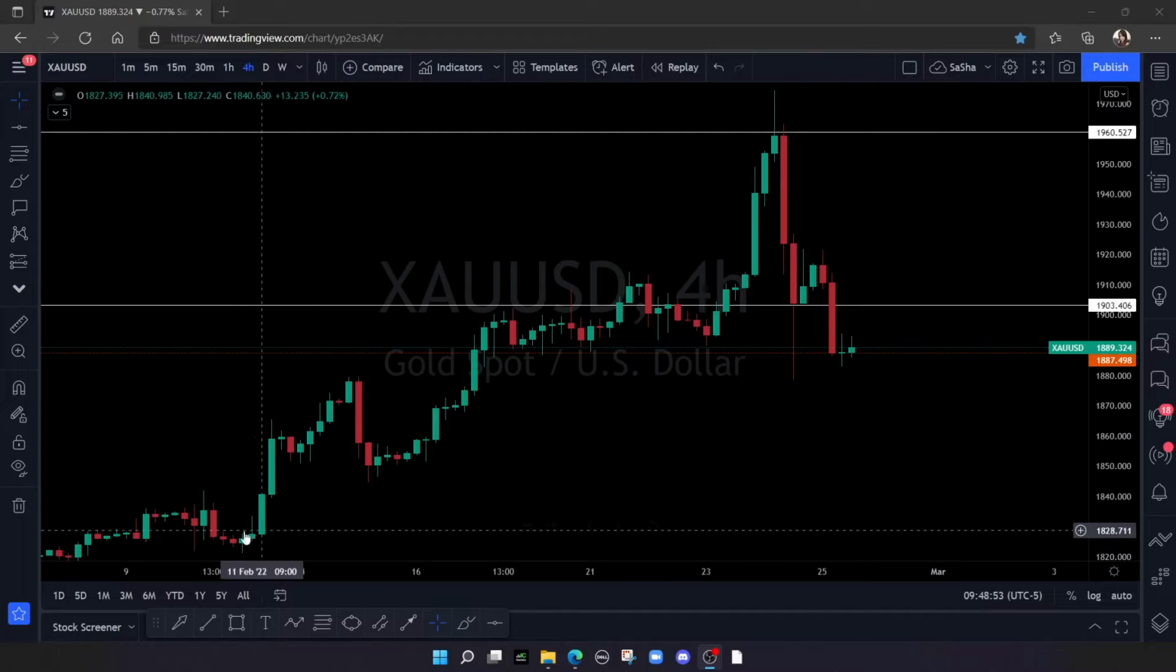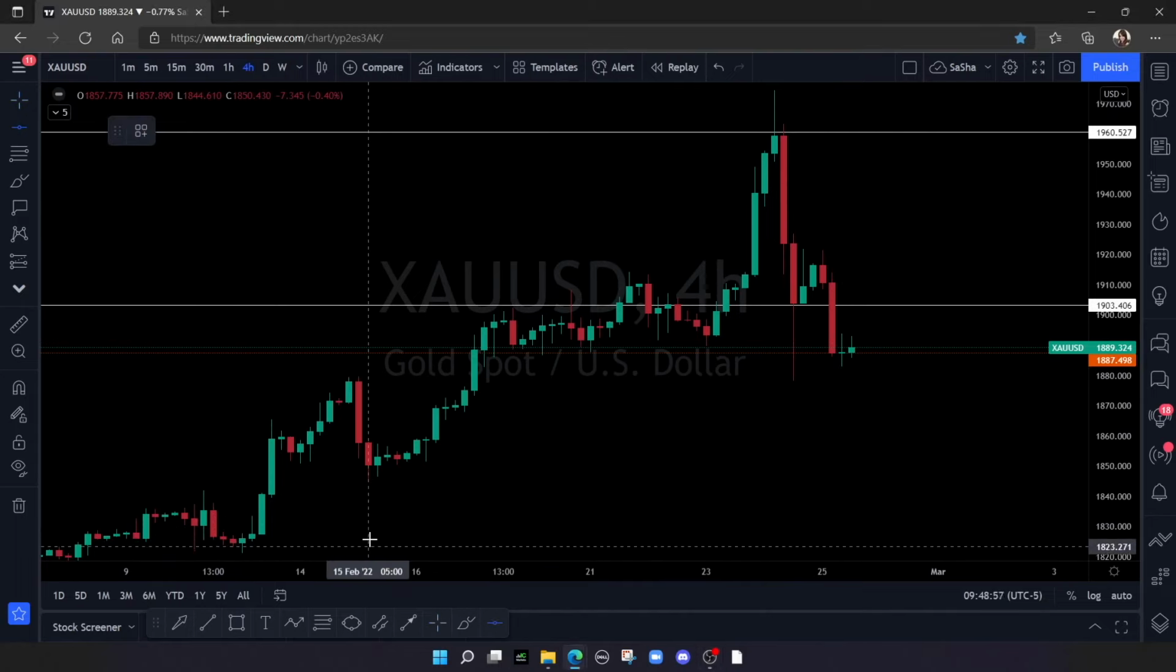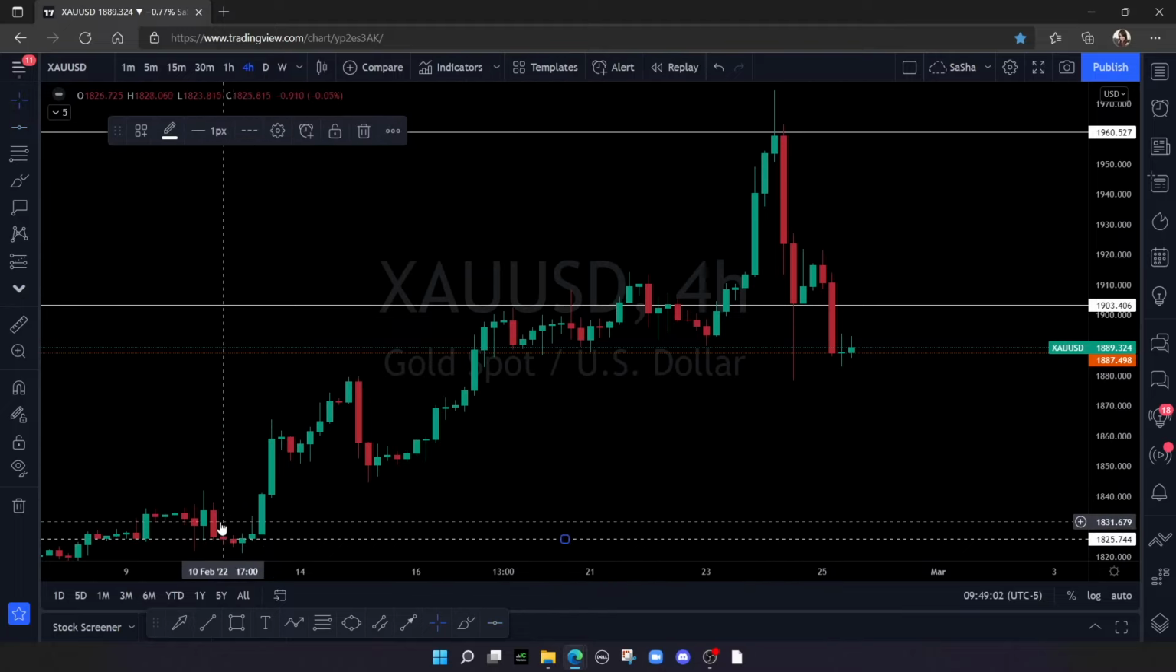Right now, I look at this as a horizontal support right here, 20 to 25 level. And this is the 50% fib retracement to the top side for this current leg.